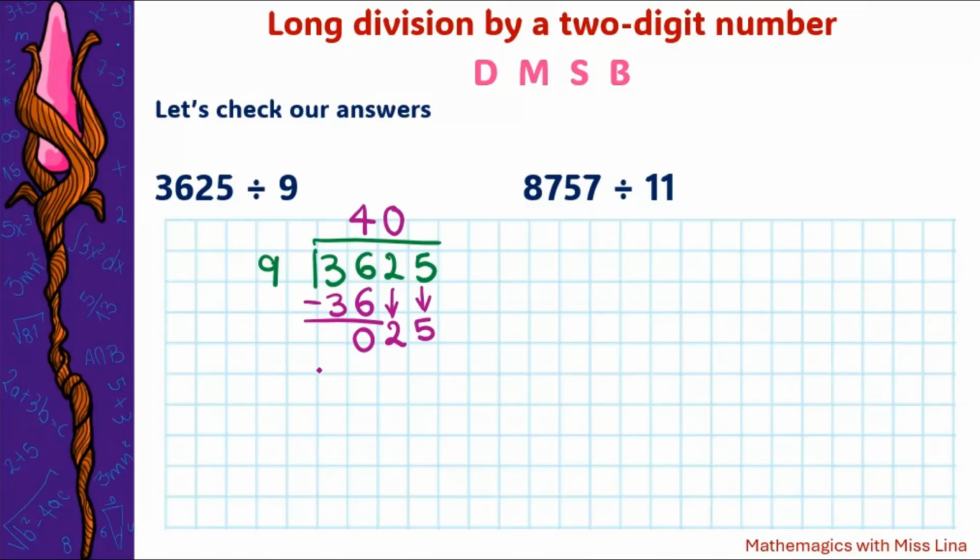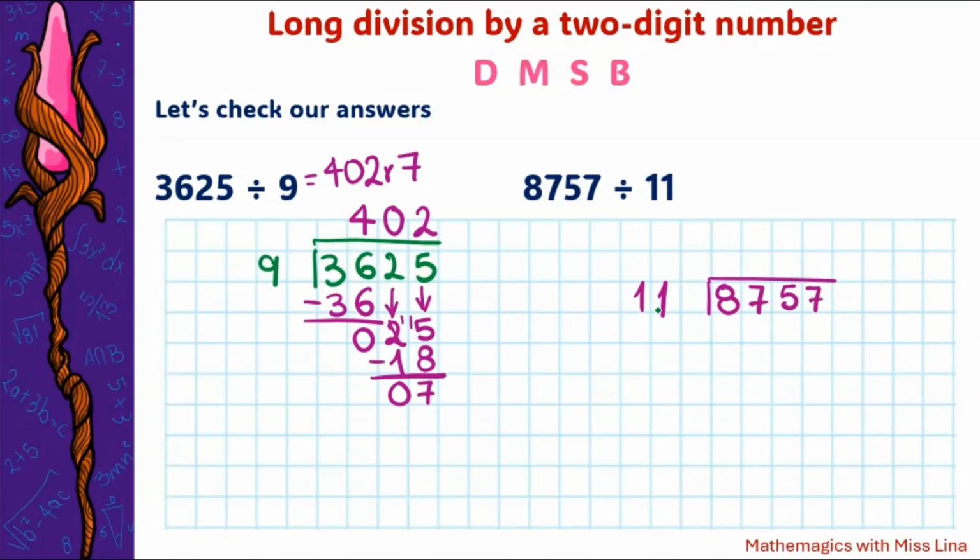25 divided by 9. 9 times 3 is 27, is too big, so it has to be 2. 2 times 9 is 18, and 25 minus 18 is, well, we need to borrow here 7 and 0. So it's going to be 402 with a remainder of 7. Let's check this one.